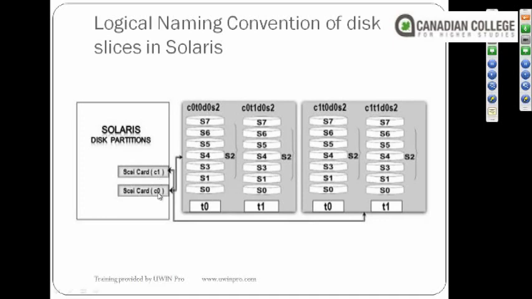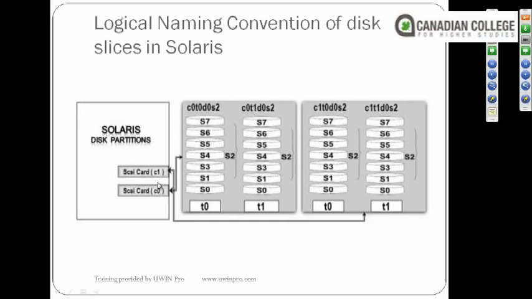With C0, I have one hard drive connected here. What is the logical name of that hard drive? C0, T0, D0. That is the logical name of that hard drive. S2 means the entire Solaris partition. So what is the logical name of this hard drive? C0, T1, because it's connected to target 1 of the controller C0.